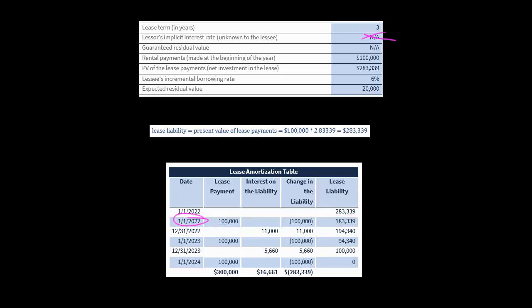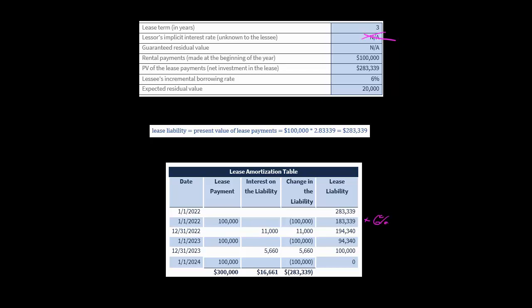And day 1 of the lease, they make the first payment. So the lease liability immediately goes down by $100,000, and it's $183,339. And we're going to multiply that amount by 6%. And that's going to give us the interest expense for year 1 of the lease. Okay. So this times this equals this, $11,000 of interest expense. So this is going to go on the income statement, okay, and reduce the profitability of the lessee.